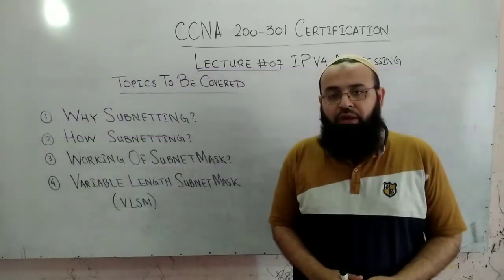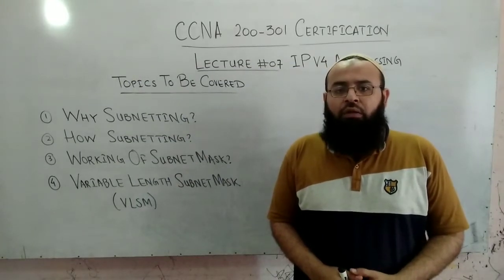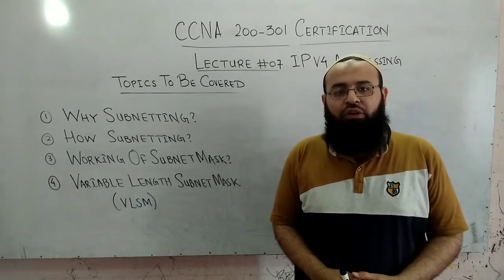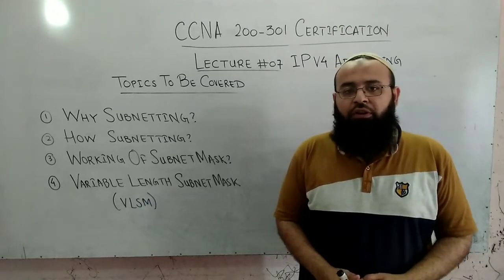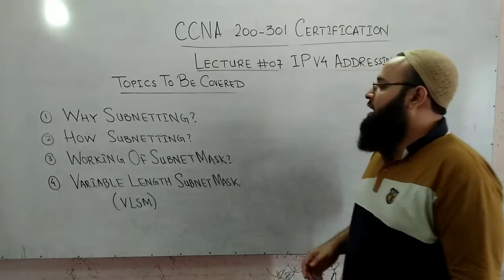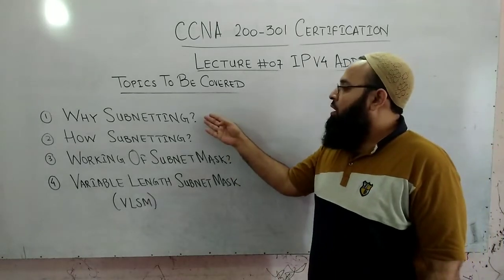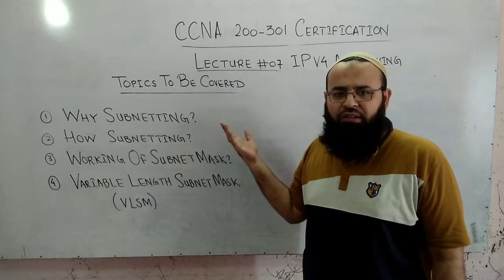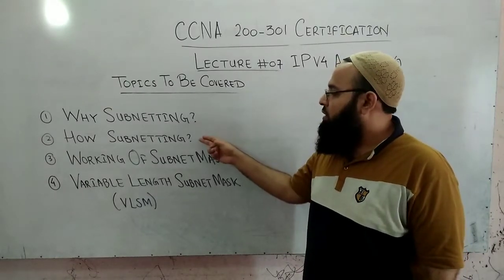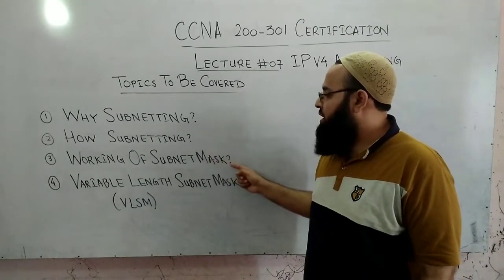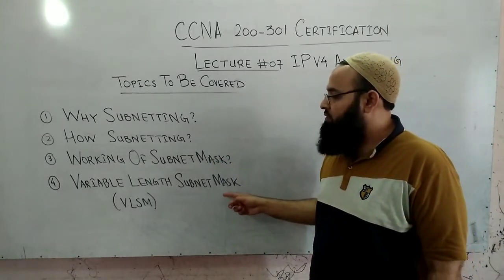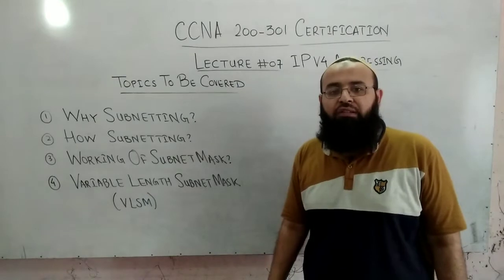My name is Engineer Farhan Tanveer and today is our 7th lecture for the series of CCNA 200-301 certification free online course. The topics that we have to study in today's lecture are basically why subnetting is done in case of IPv4 addresses and IPv6 addresses, also how is subnetting performed, the working of a subnet mask, and finally the last topic for today's lecture will be VLSM, that is the variable length subnet masking.